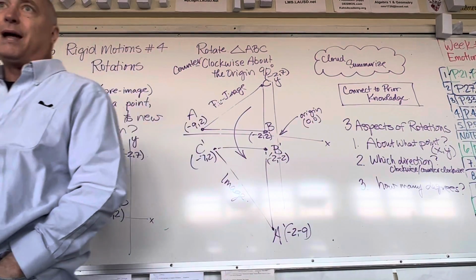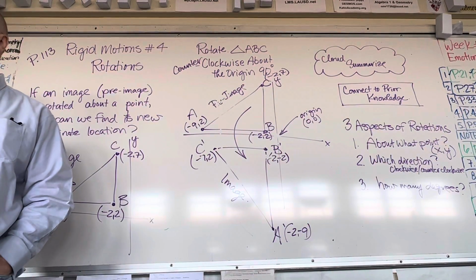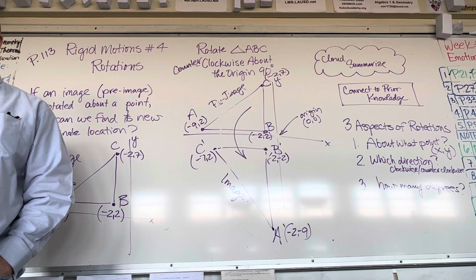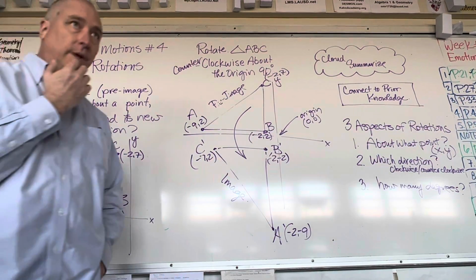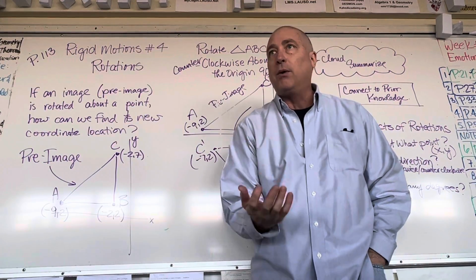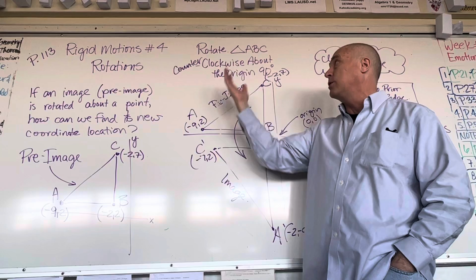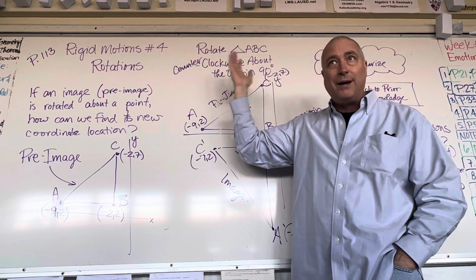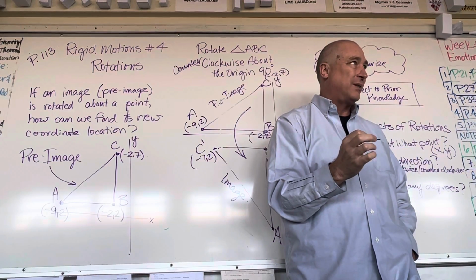What would you like to know next, if I've got to rotate this, what else do I need to know? The way in which you rotate it, like direction? Good. The way in which you rotate it, or the direction, right? And how do we describe direction in rotations? We use the words clockwise and counterclockwise.